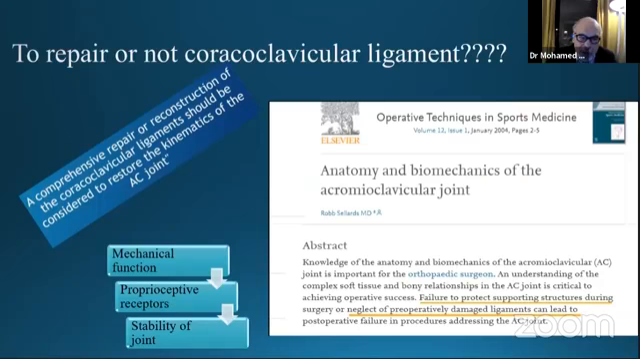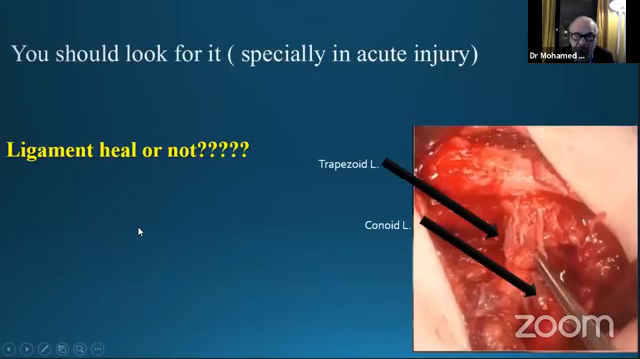A comprehensive repair or reconstruction of the coracoclavicular ligament should be considered to restore the kinematics of the AC joint. It has a mechanical function, it has a proprioceptive function, and it adds to the stability of the joint. So failure to protect the supporting structure during surgery, or neglect of a preoperatively damaged ligament, can lead to postoperative failure in procedures addressing the AC joint. So repairing the coracoclavicular ligament is mandatory. You should search for it and you should repair it. You should look for it and you should repair it.